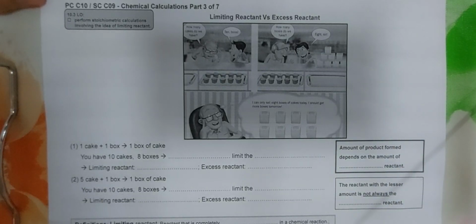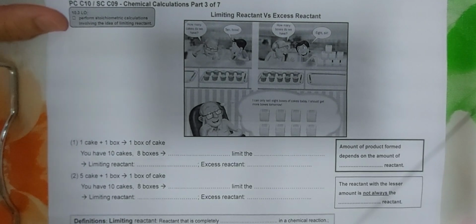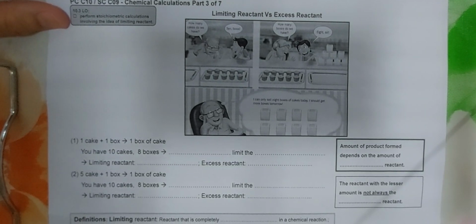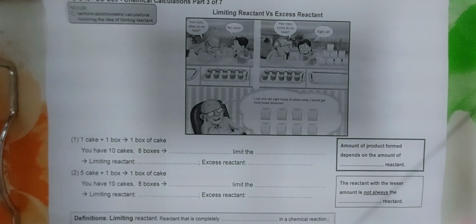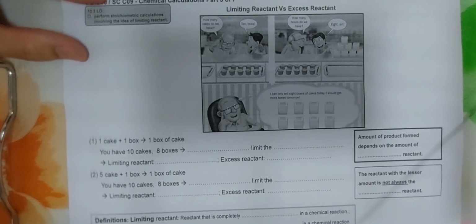This is part 3 of the chemical calculations or mole calculations mind map. Now in this mind map, we're going to look at limiting and excess reactant. Now what is limiting reactant? What is excess reactant? Now let's consider this example here.